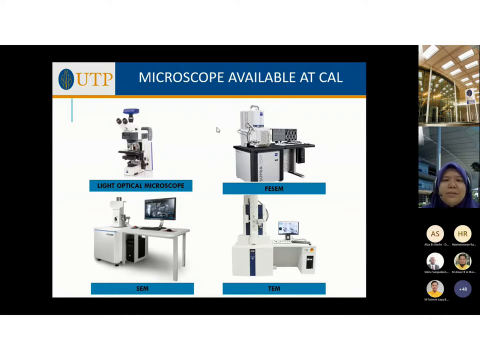So what are the microscopes that are available at CAL? Okay, we actually have four types of microscope. We have the light optical microscope, FESEM, SEM with a tungsten type of electron gun, and also TEM. Only one unit of TEM, and the electron gun that we are using is LaB6.